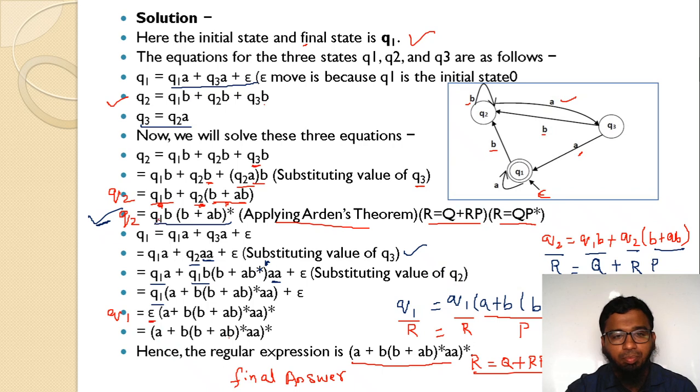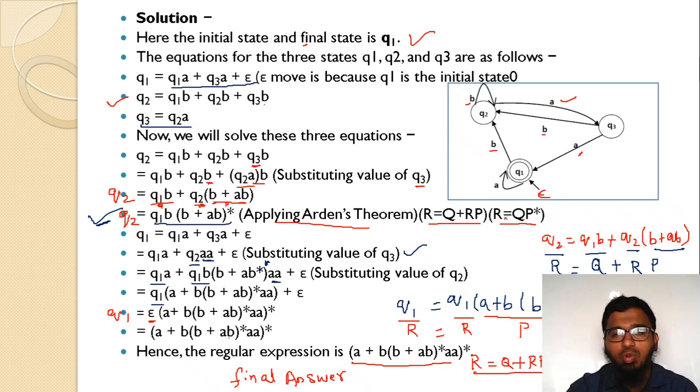Next one is Q1 B, then (B plus AB) whole closure. How are we getting this? With the help of Arden's theorem. Here, Q2 is R, Q1 B is Q, Q2 is R, and B plus AB is P. Whatever equation we have is equivalent to Arden's theorem.